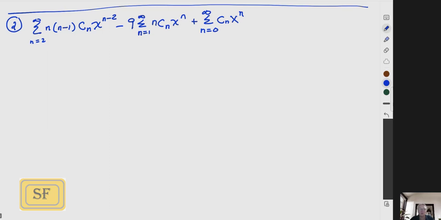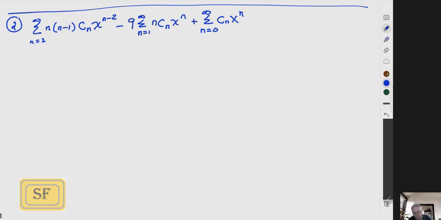Question number 2 for review for exam 3 is similar to question number 1, but here we have 3 different summations. We want to rewrite the expression using a single power series whose general term involves x to the k. Okay, so there are 3 rules for combining summations.